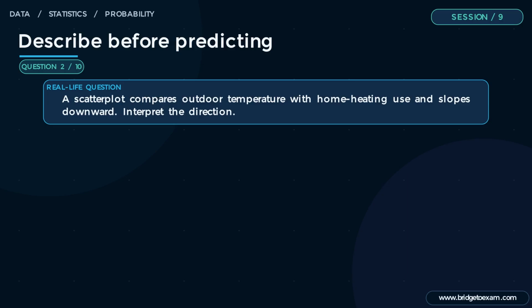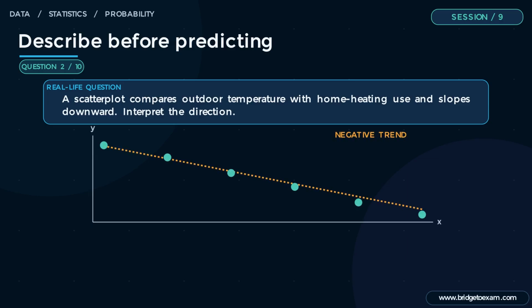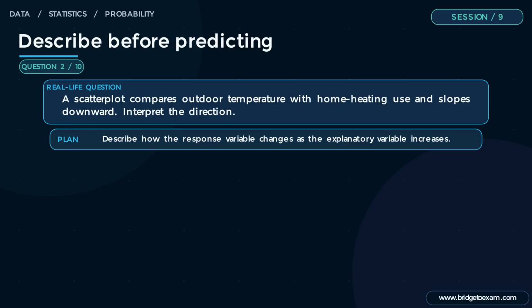Example 2. A scatterplot compares outdoor temperature with home heating use and slopes downward. Interpret the direction. The scatterplot reveals direction, strength, and any unusual point. Plan. Describe how the response variable changes as the explanatory variable increases.